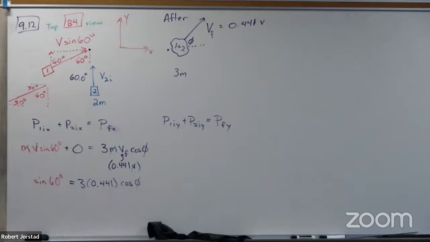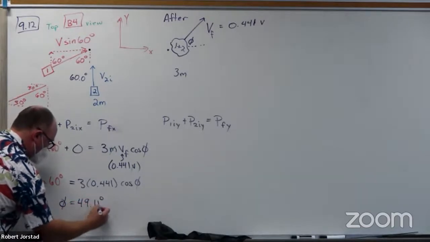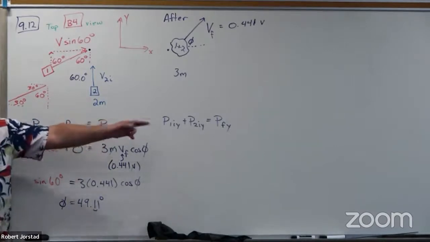Now I know we don't necessarily need this angle, but since it's so easy, it's worth it to get it. So sine 60 divided by 3 divided by 0.441 equals cosine inverse of that answer. I got 49.1 degrees. Again, you could do some math and solve this. I'll assume it's good at 3 sig figs. I'm going to keep an extra one just in case we need that over here in this other equation.